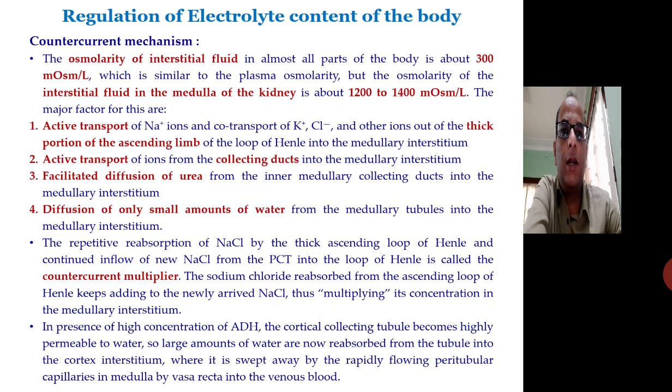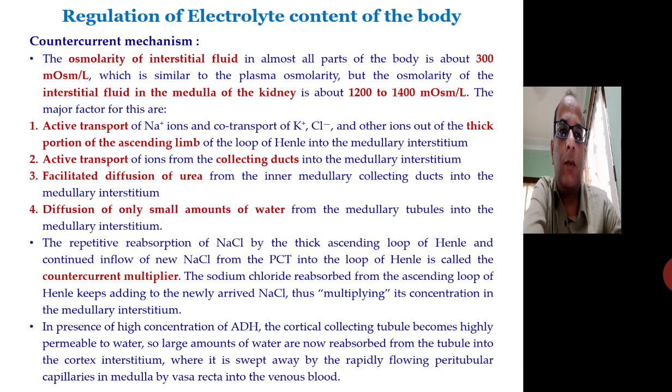So what is the counter current mechanism? The osmolarity of interstitial fluid in almost all parts of the body is about 300 milliosmolar per liter, which is similar to the plasma osmolarity, but the osmolarity of the interstitial fluid in the medulla of the kidney is about 1200 to 1400 milliosmolar per liter. The major factors for this are active transport of sodium ions and co-transport of potassium, chloride and other ions out of the thick portion of the ascending limb of the loop of Henle into the medullary interstitium.